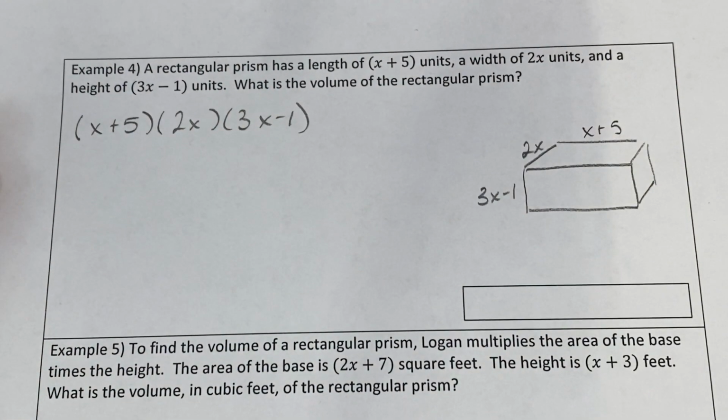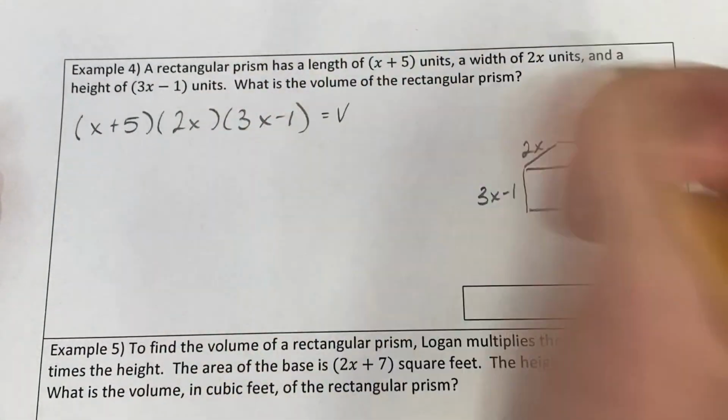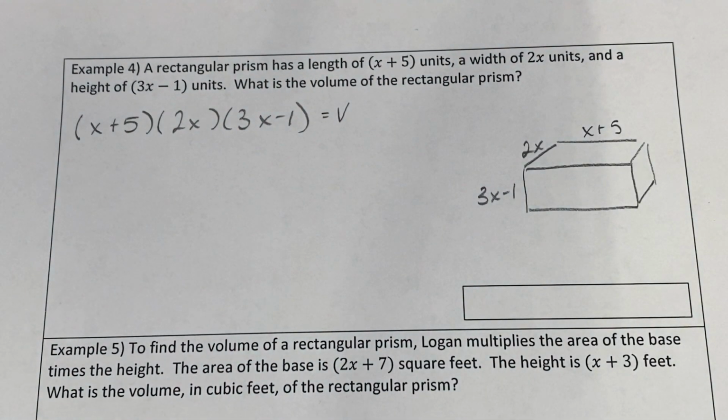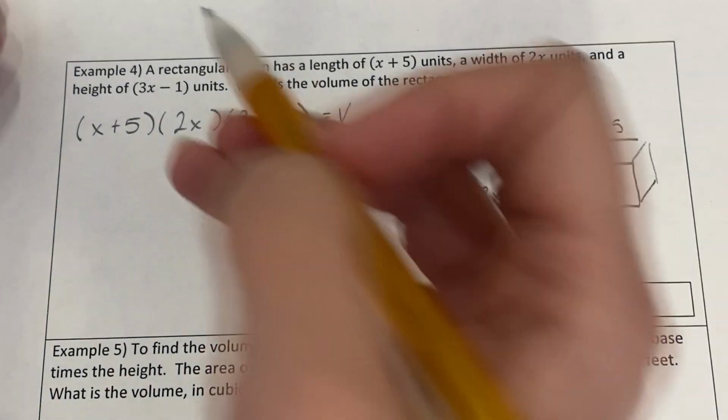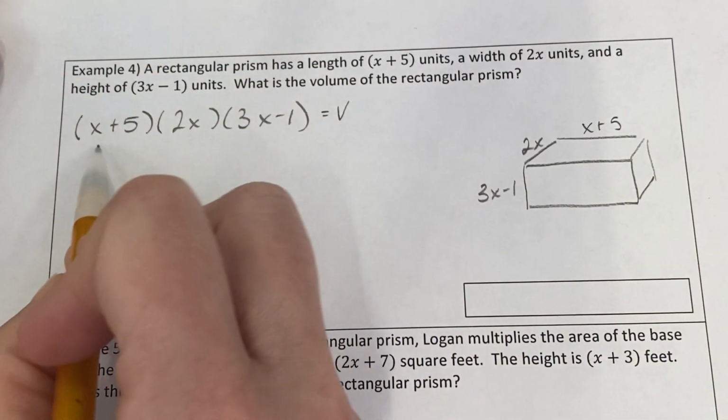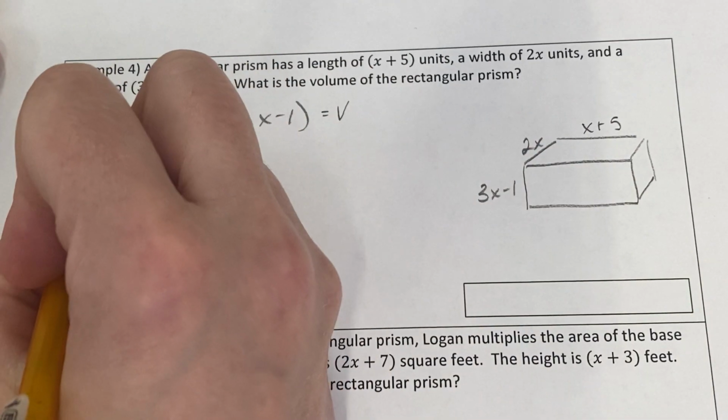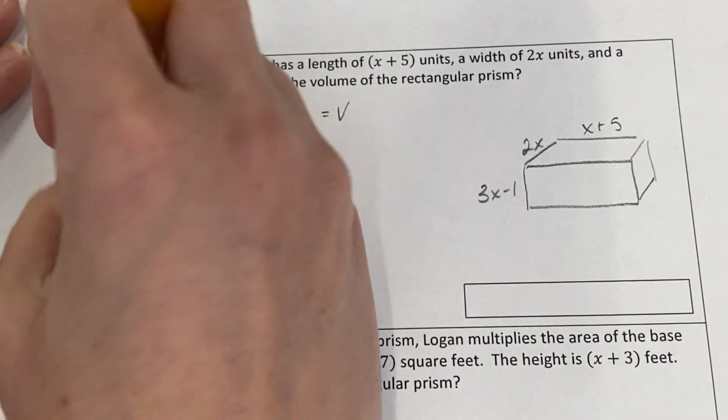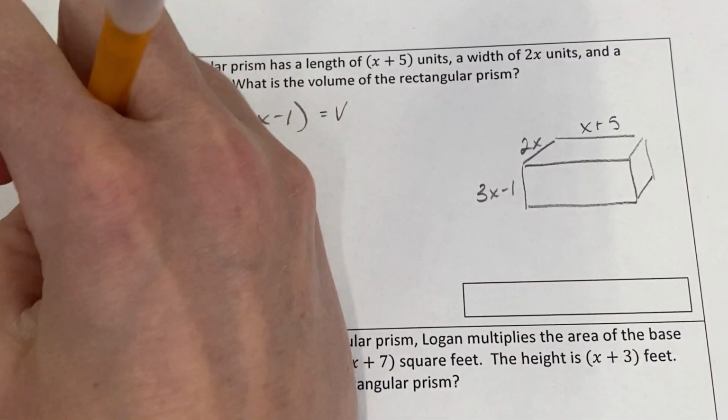Now you can rearrange the order here, since this is volume. It might feel more natural to put that 2x first. So I think I'm going to do that. I'm going to switch these first 2 quantities, their order. I'm going to use the commutative property here. And I like to say V equals.